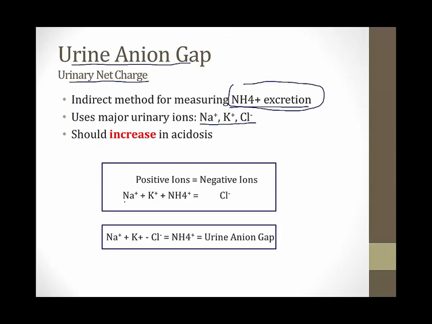Normally, the amount of positive ions like sodium, potassium, and ammonium should equal the amount of negatively charged ions like chloride. What this means is if you add up the sodium and potassium concentrations and subtract the chloride concentration, that should estimate the ammonium concentration, and that's called the urine anion gap. And you know that the excretion of ammonium goes up in acidosis, so therefore it's easy to understand that the urine anion gap, or urinary net charge, should also increase in acidosis. And this is just an alternative to net acid excretion for estimating how the kidneys are excreting acid from the body. And that concludes our module on acid excretion.